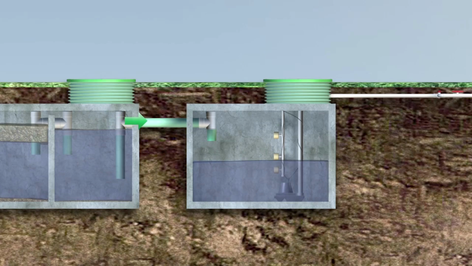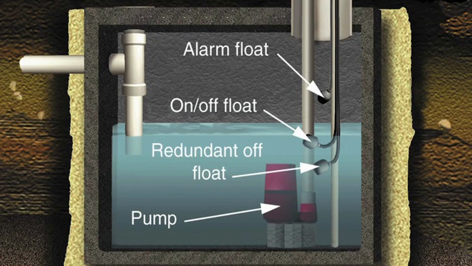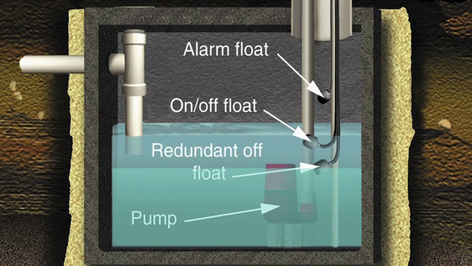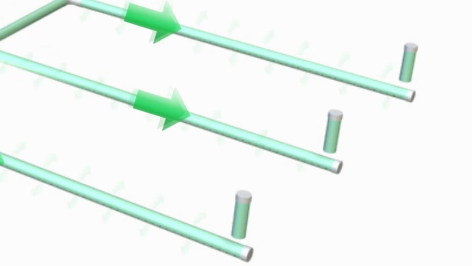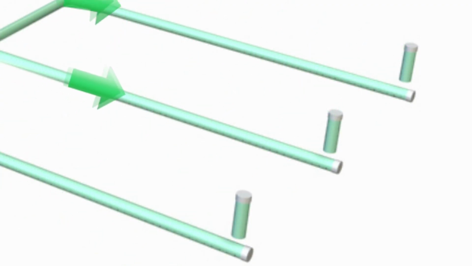The pump tank accepts wastewater from the septic tank through an inlet baffle. The pump itself is located on the floor of the tank. There are two floats used to control the pump, the on-off float and the redundant off float. If the wastewater level were to drop too low, the pump could overheat and burn up. The redundant off float prevents the pump from turning on if there's not adequate wastewater to cover the pump. The on-off float turns the pump on as the wastewater level rises.